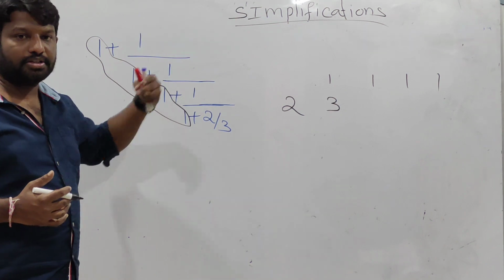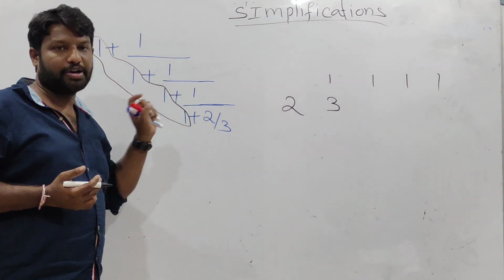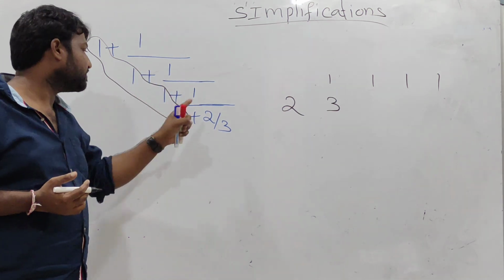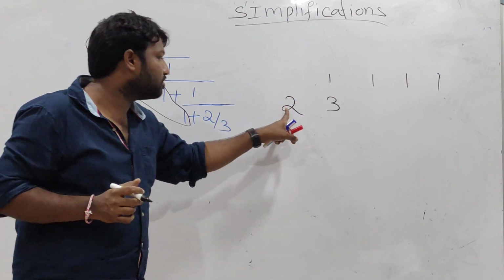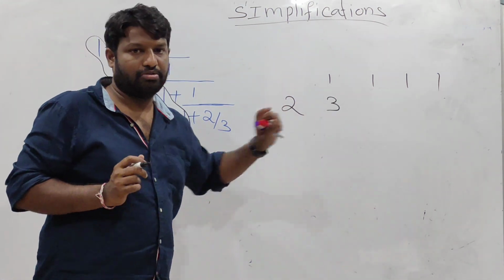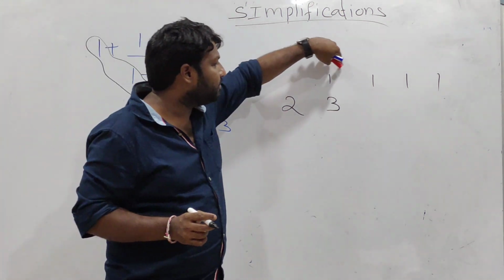Suppose there is something like 2 by 3 by something, I will tell you how to give it. The first model is 1 by 1 by 1 by 1 plus 1 by 1 plus 1 by 1 plus 1 by so on 1 plus 2 by 3. So the last term is 2 by 3. So I wrote 2 by 3 as 2, 3. Okay? Next is 1, 1, 1, 1. So I wrote 1, 1, 1, 1.